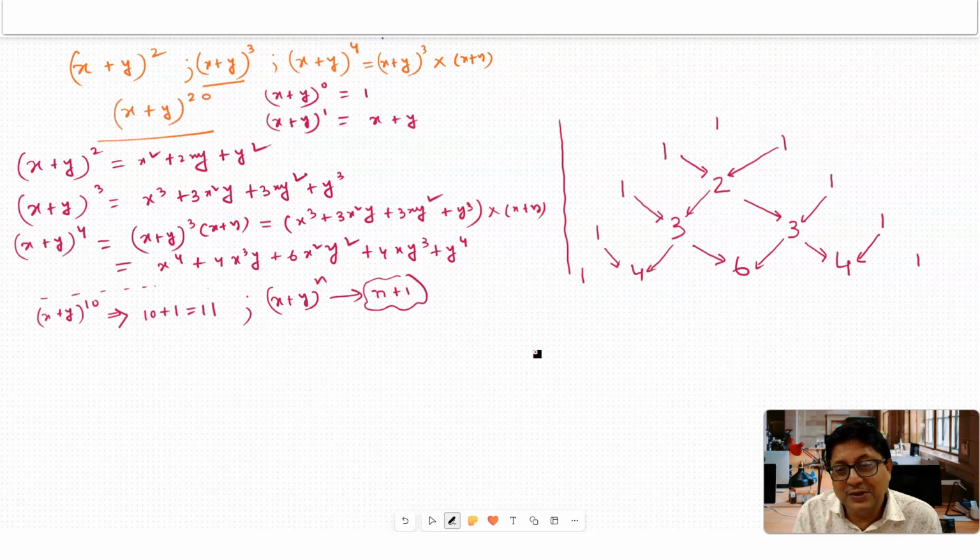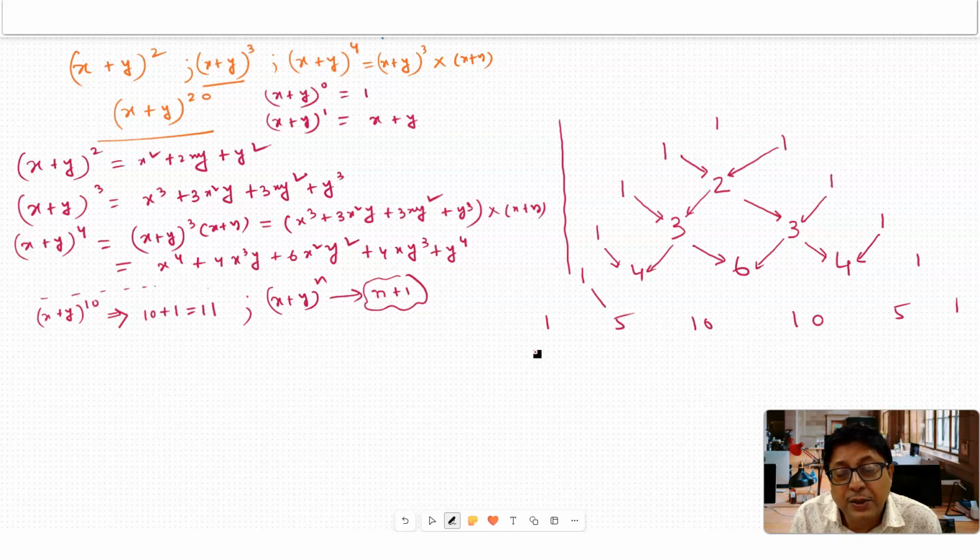Extreme terms are 1. So first you put 1 here and this one 1. Now what you will do? You will add 1 and 4 to give 5, 4 and 6 to give 10, 6 and 4 another 10, and 4 and 1, this is 5.